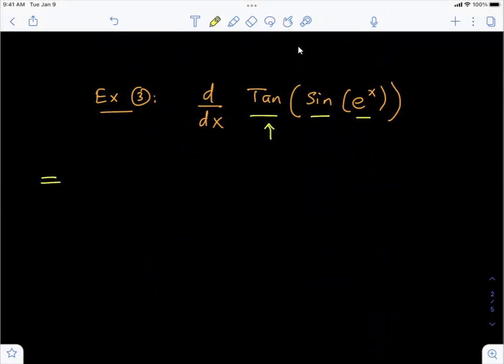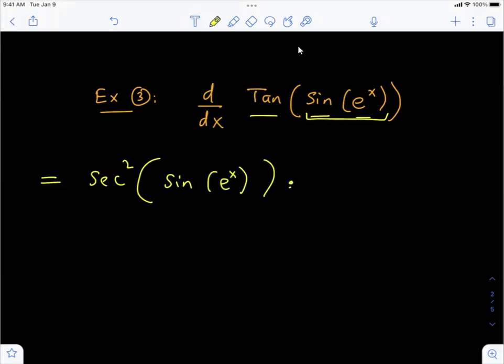Recognize the outermost and then take the derivative of that. So tangent, derivative of tangent is secant square, and then you're going to include what's inside that tangent function. So sine e to the x is what's in. And once you're through that step, now you're going to take the derivative of the inner component, but now you can see again a composition.